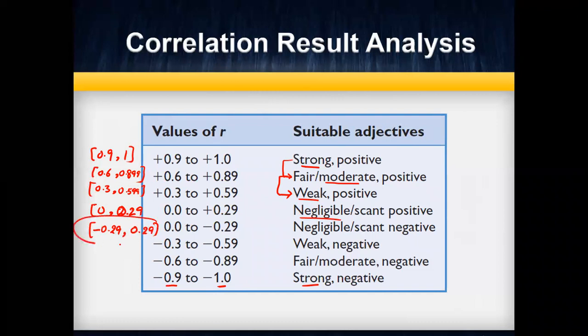So this whole category is negligible, or scant, so you can simply say no relationship. The same thing happens for the negative side as well. The answers are the same, but you will just say negative: negative weak, negative fair, negative moderate, and negative strong. In this way you will read your answer.